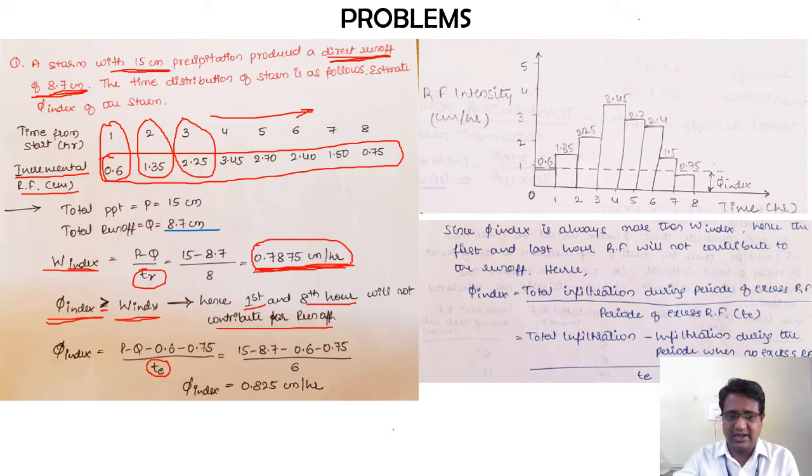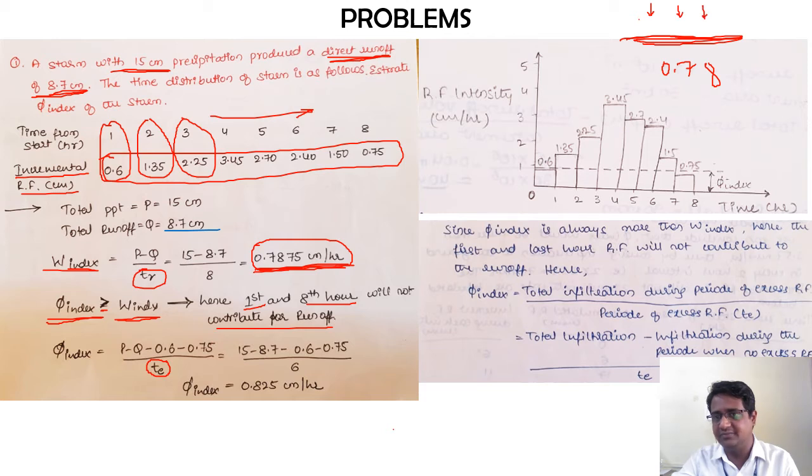Okay, so again if I want to elaborate on this, I need to go back to the basics. Here I have the soil, and I know the infiltration rate is below 0.78 centimeter per hour, whereas for the rainfall that is occurring, the total rainfall is 15 centimeters. Total amount of rainfall is 15, fine.